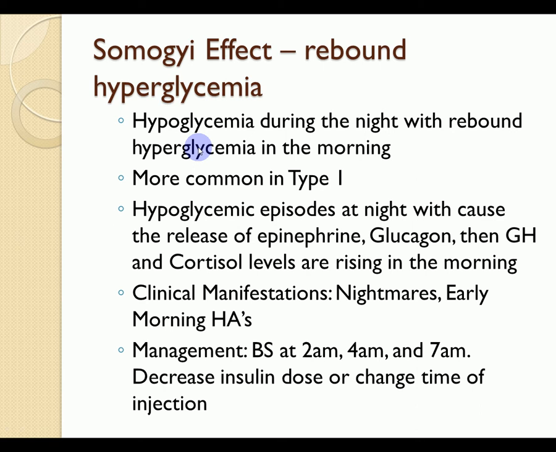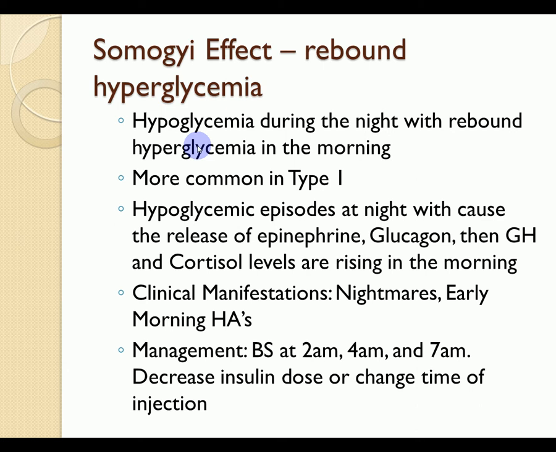Alright, if you look on page 1434, you'll see what I'm about to talk about: the lack of available insulin versus the dawn phenomenon versus the Somogyi or rebound effect. What happens with the Somogyi effect is hypoglycemia during the night with rebound hyperglycemia in the morning. This is more common in type 1 diabetics.